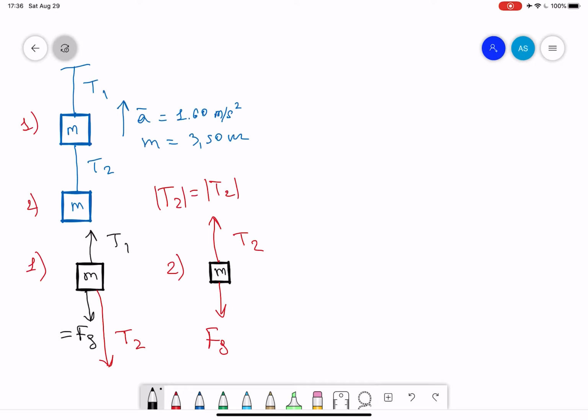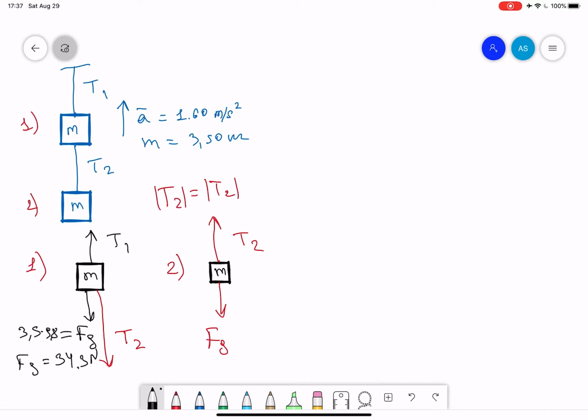Okay, so first of all, let's find what our weight is for each box. The mass of the box is 3.5, multiplied by 9.8. So your Fg should be equal to 3.5 multiplied by 9.8, which should give you 34.3 newtons.